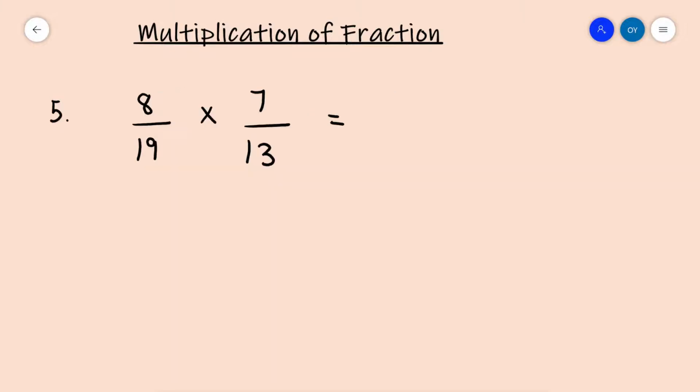Question number 5. 8 over 19 multiplied by 7 over 13. Looking at these numbers, we see that no greatest common factor can divide across or top and bottom. So we just multiply the numbers out. 8 times 7 over 19 times 13. 8 times 7, if you look at your multiplication chart, is 56.